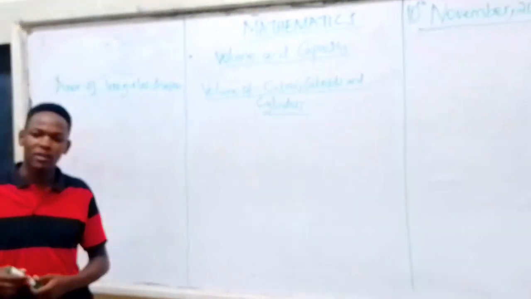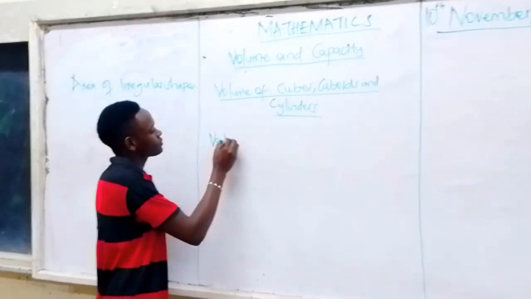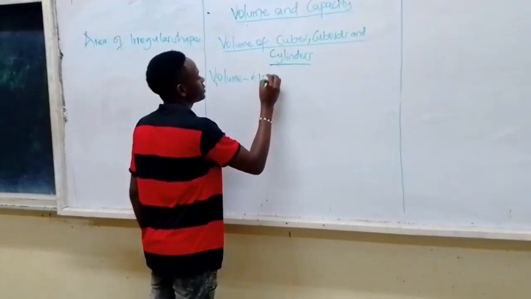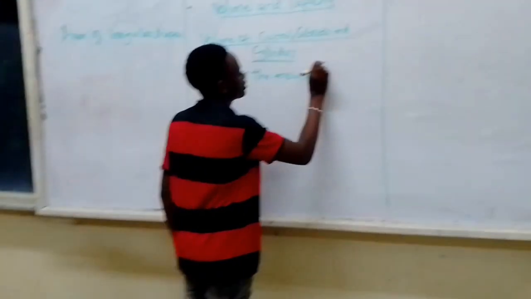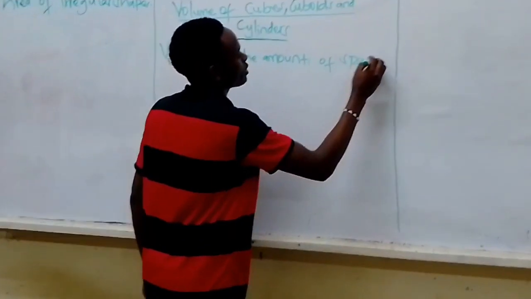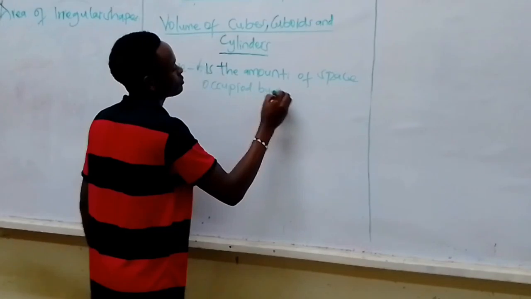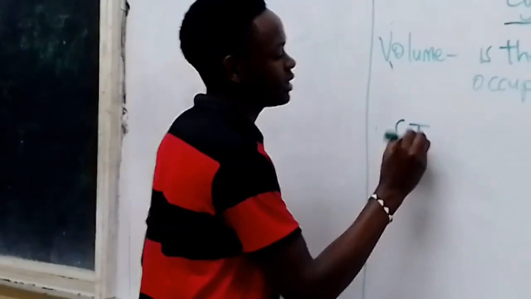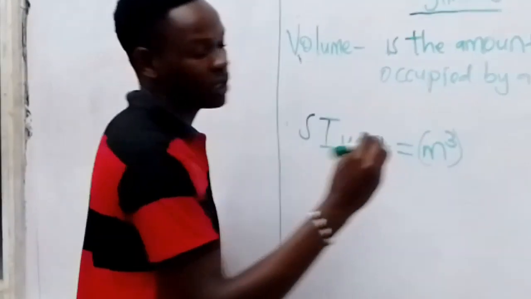Yes, one. Volume is the total amount of space occupied by a solid object. Correct. Volume is the amount of space occupied by a solid object. The SI unit of volume is meters cubed, denoted by small m cubed.